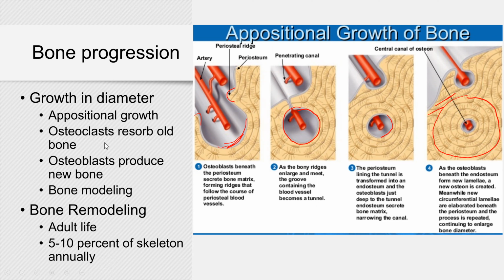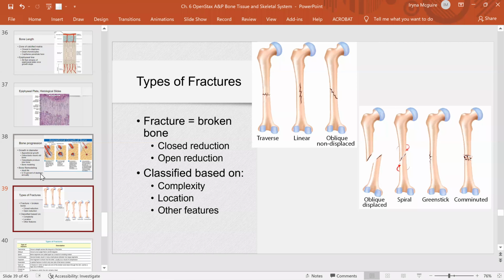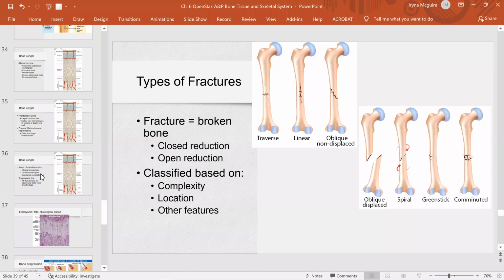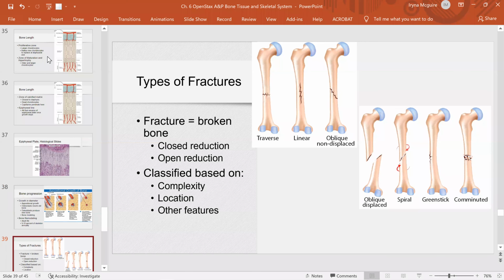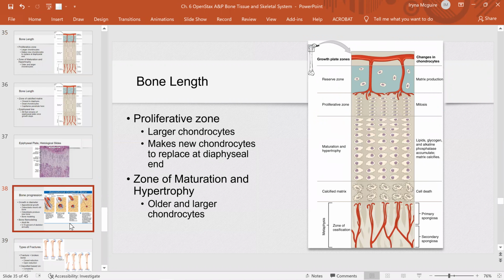Osteoclasts resorb old bone, and osteoblasts produce new bone, and it's also referred to as bone remodeling. We remodel our bones through adult life. About 5–10% of the skeleton annually is new skeleton, right? So that's pretty amazing, and this helps us keep our bones healthy. Right, so that was ossification, bone length, and how our bones become larger in diameter.